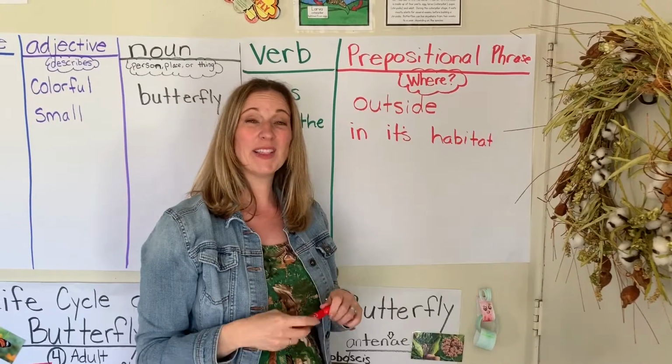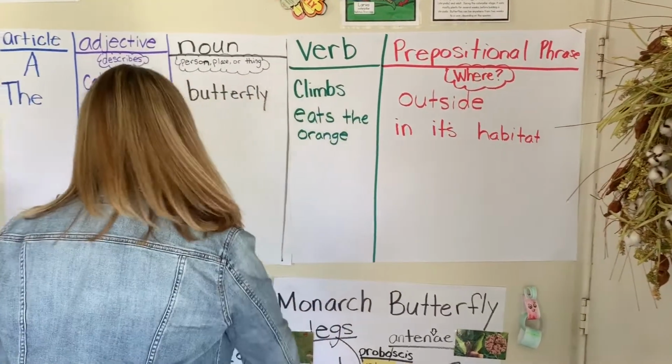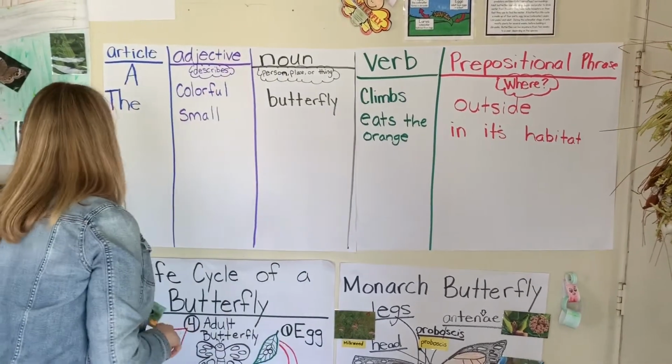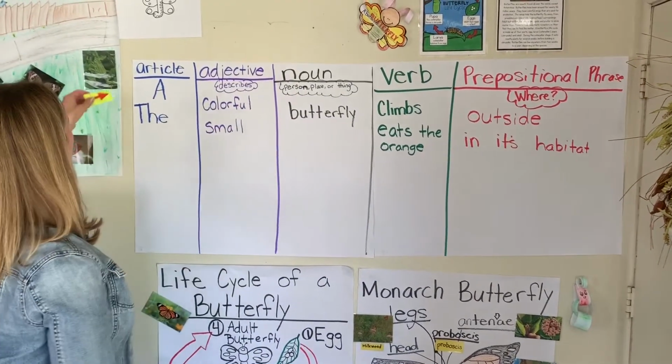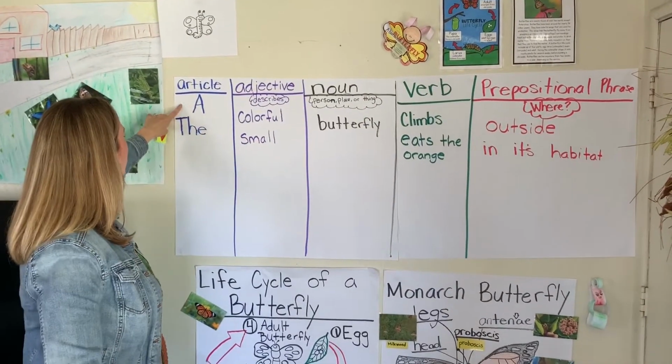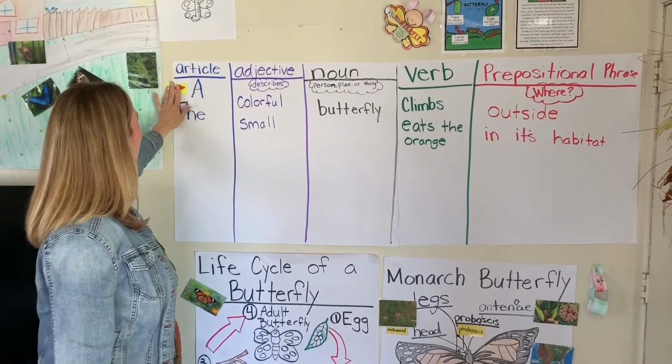Okay, so now let's sing our song. Okay, we're gonna put the words together from all of these columns to make a sentence. Okay, so I think I have to choose one from each column. So I'm gonna choose A as the article.